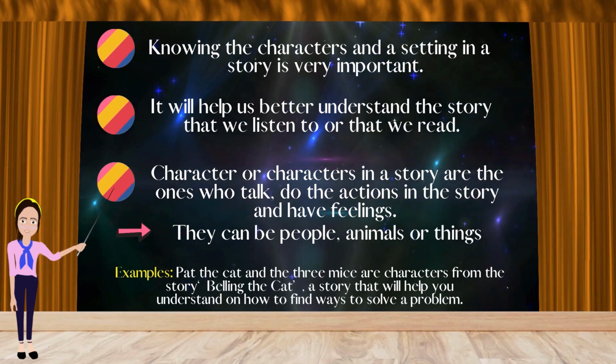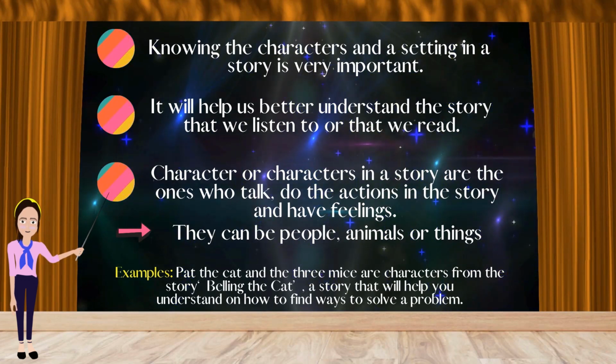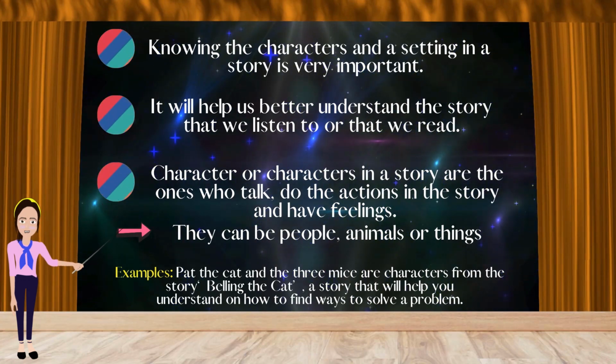For example, Pat the cat and the 3 mice were the characters from the story Belling the Cat, a story that will help us understand how to find ways to solve a problem.